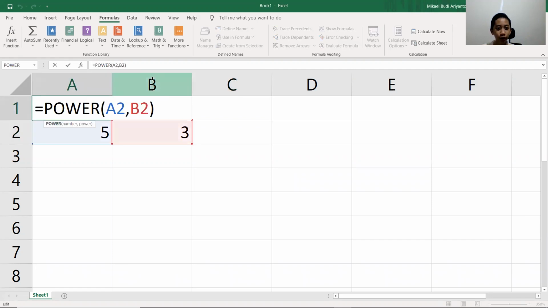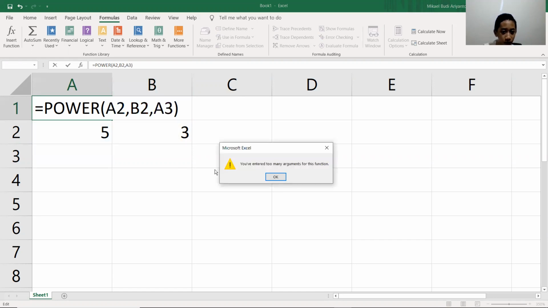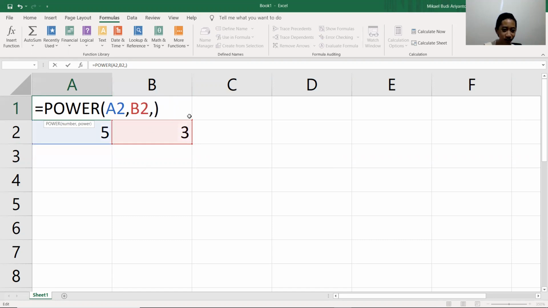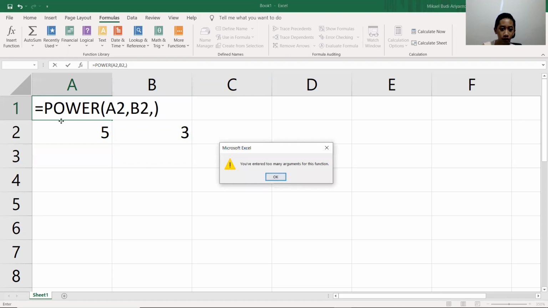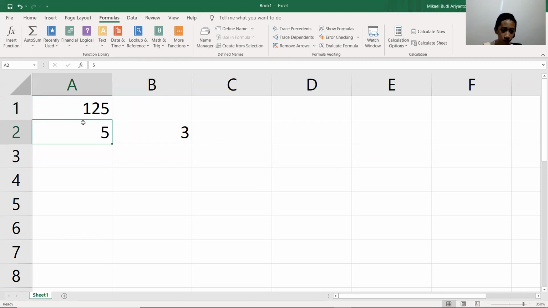Can we put more than 1 though? I think we can. Wait, let me just put it there. Never mind, we cannot. We can only put 2 cells. To what? Oh, okay, that works. So yes, this is how.